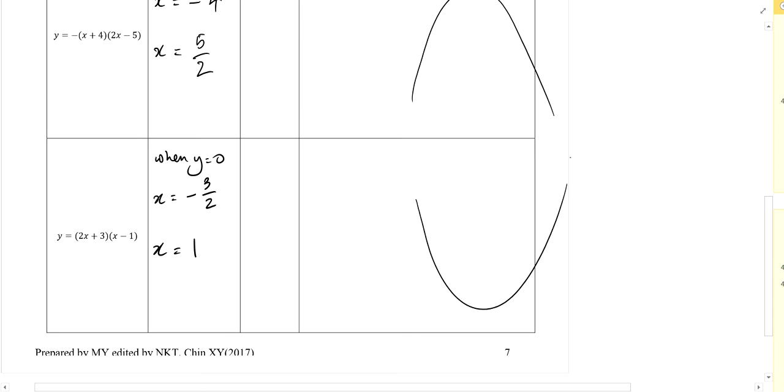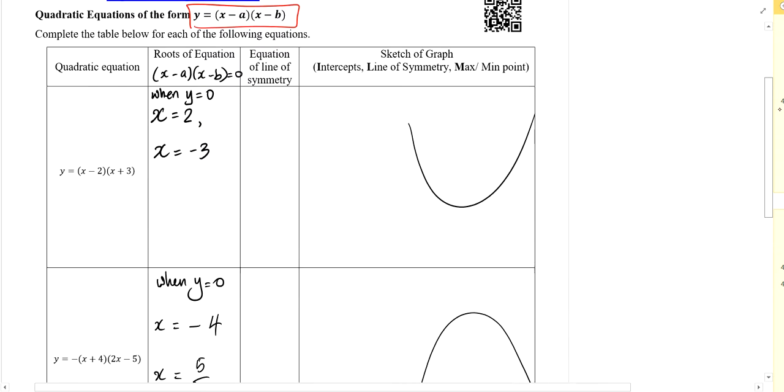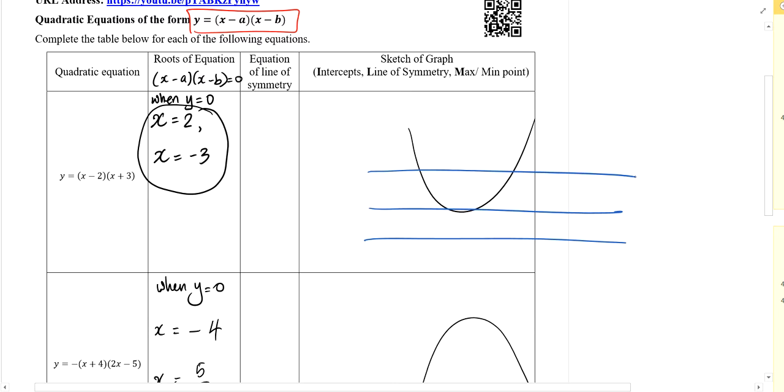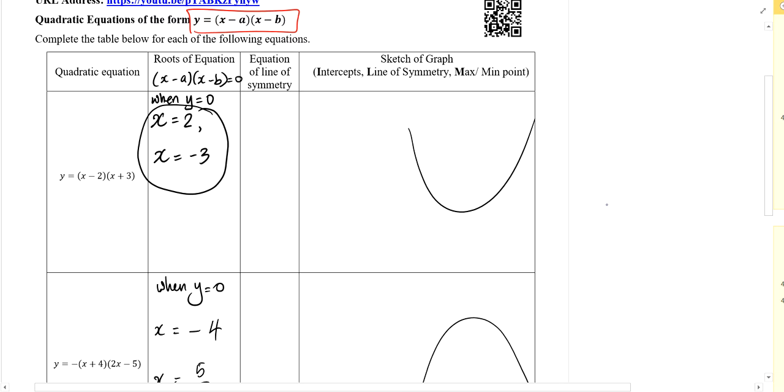This is our sketch for now, and we also need to include the roots of the equation, 2 and negative 3. How many solutions do you see? 2 solutions, right? So how many times will it cut my x-axis? 2 times. Is it going to be here, here, or here? The third one, you must cut at 2 points, so it has to look like this.